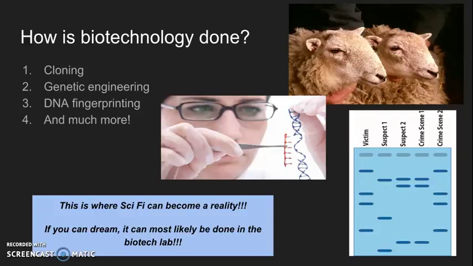And of course, there's a lot more to this. The thing about biotechnology is that this is where scientists are able to use creativity and are able to develop various techniques in order to solve problems. Biotechnology is always changing. New science is always being developed. And really the idea is if you can dream it, it can probably be done in the biotechnology lab.